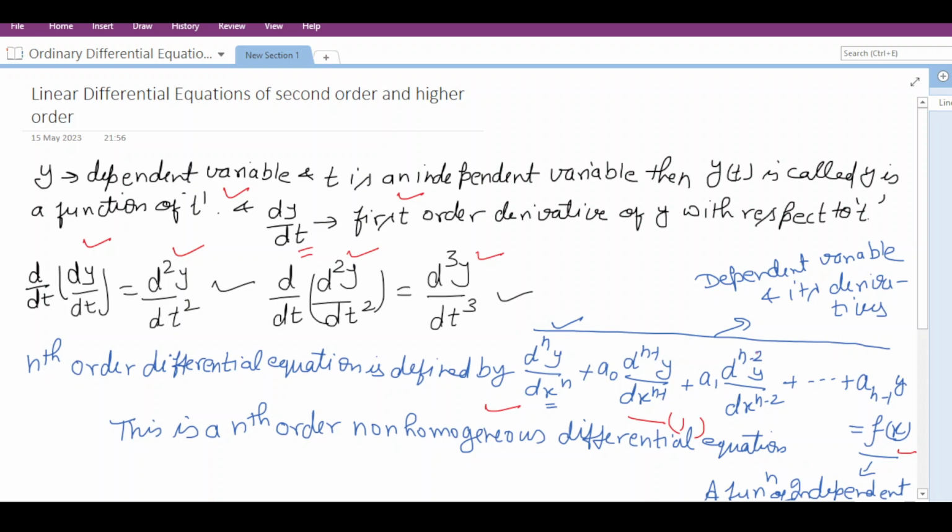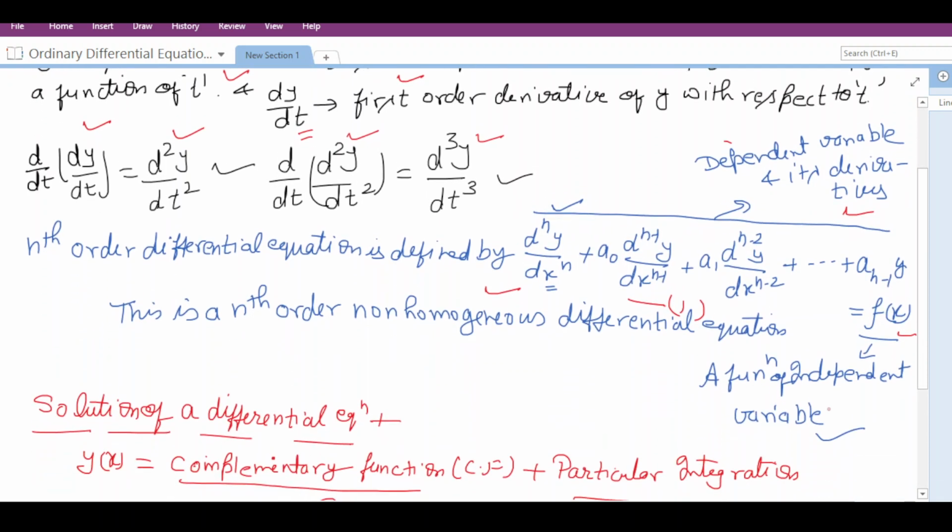And I definitely told you about why it is called the non-homogeneous differential equation, because the left hand side is having the dependent variable and its derivatives, and the right hand side is having a function of the independent variable, right? Now we were at the point of the solution of the differential equation.